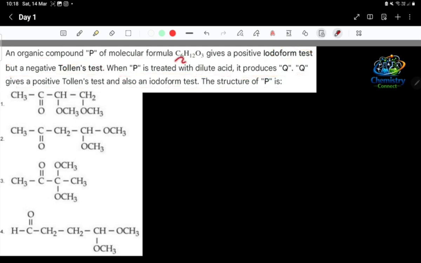The first thing, C₆H₁₂O₃ is there, so in every option there are 6 carbons and it is well balanced. The key point is they told positive iodoform test and negative Tollens test. Positive iodoform test means a methyl group should always be present on the carbonyl group. If this group is there, then 100% it will show a positive iodoform test.